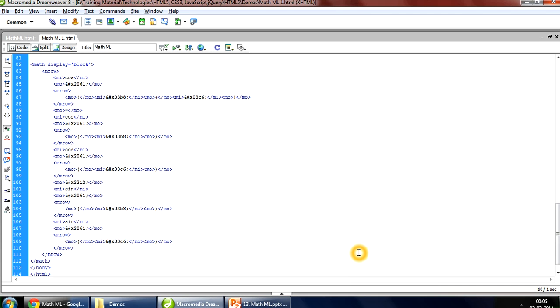So like this you can use MathML in your web page. Sometimes you want to create a website on mathematics, or using mathematics, and you can use these MathML elements and just design your web page.